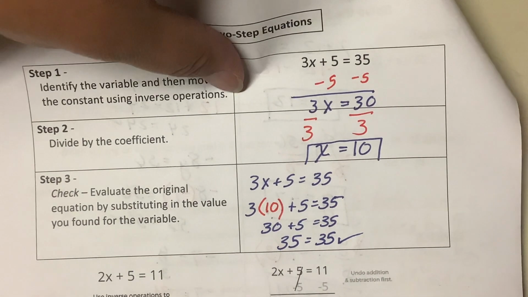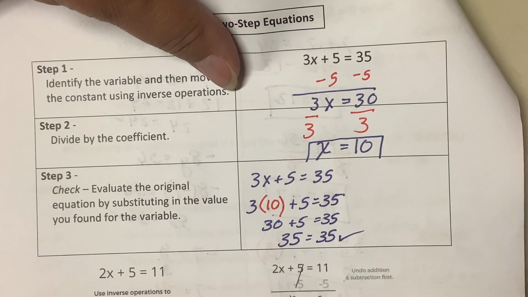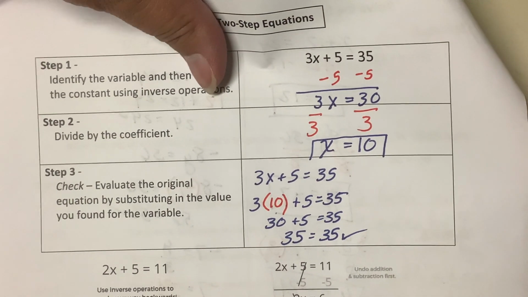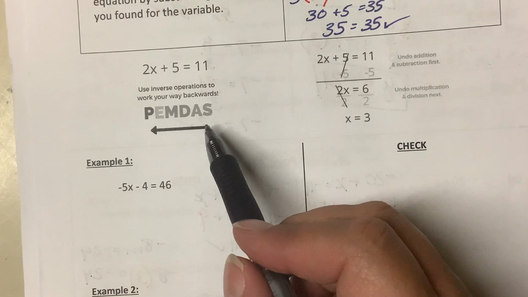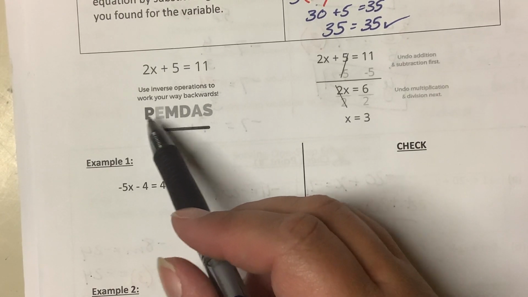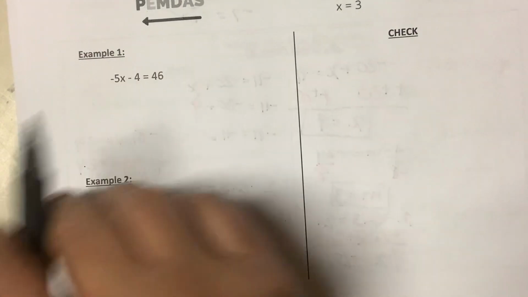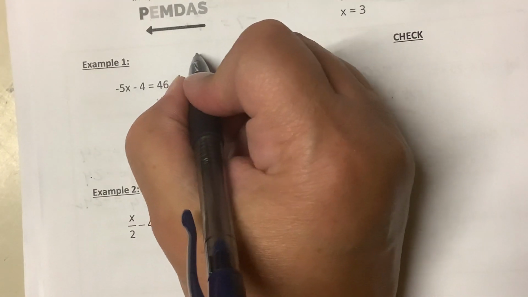Yay! All right. We are doing the inverse operation, so we're going to also do the inverse of PEMDAS. We're working backwards. You add and subtract first, then you multiply and divide. Then you do exponents, then you do parentheses. So working backwards. So let's do this one.